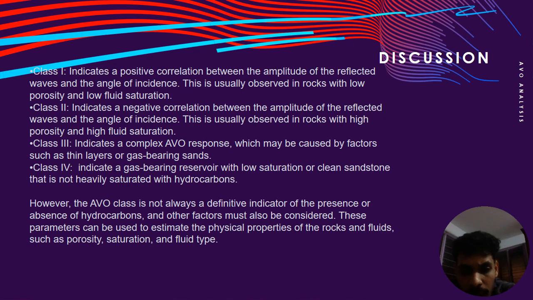Class 3 indicates a complex AVO response which may be caused by factors such as thin layers or gas-bearing sand. Meanwhile, class 4 indicates a gas-bearing reservoir with low saturation and clean sandstone that is not heavily saturated with hydrocarbons. However, the AVO classes are not always a definite indicator of the presence or absence of hydrocarbons. There are other factors that should be considered. These parameters, however, can be used to estimate the physical properties of rock and fluids such as porosity, saturation, and fluid type. It wouldn't be 100%, but it's a prediction.